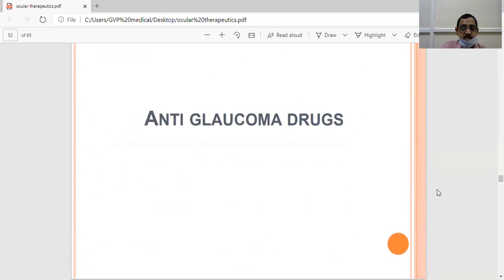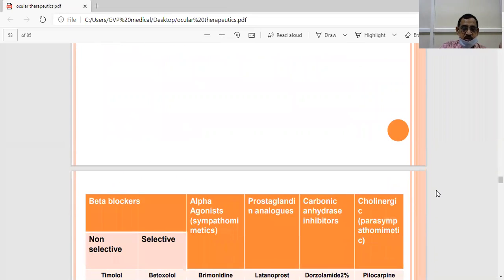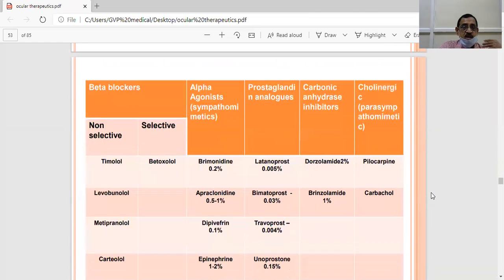Anti-glaucoma drugs are another topic frequently asked in examinations, such as timolol maleate. We have beta blockers, alpha agonists, prostaglandin analogs, carbonic anhydrase inhibitors, and cholinergic drugs. Beta blockers are non-selective and selective. Non-selective are timolol maleate, levobunolol, metipranolol, and carteolol. The selective beta blocker is betaxolol.